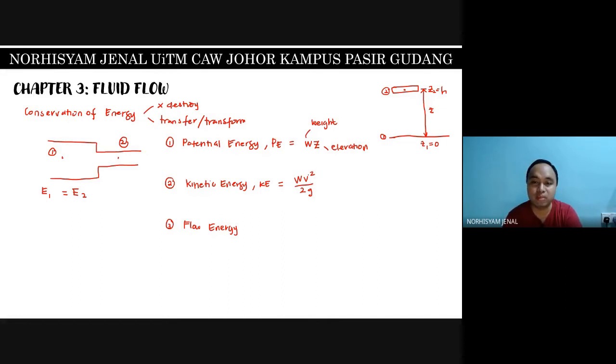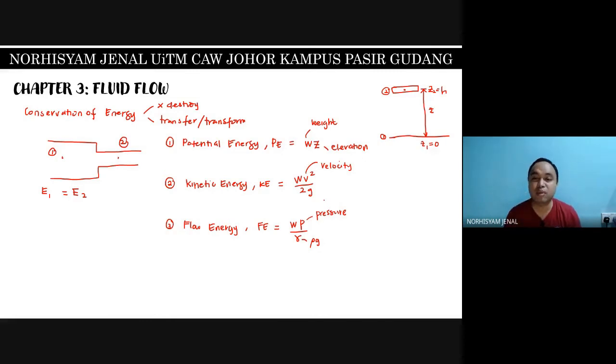So V will be the main influencer in this study. And the flow energy over here, we also call it FE, the equation of it will be W P over gamma. P is the pressure. This should be rho times G. So there will be differences between potential energy, kinetic energy, and flow energy.